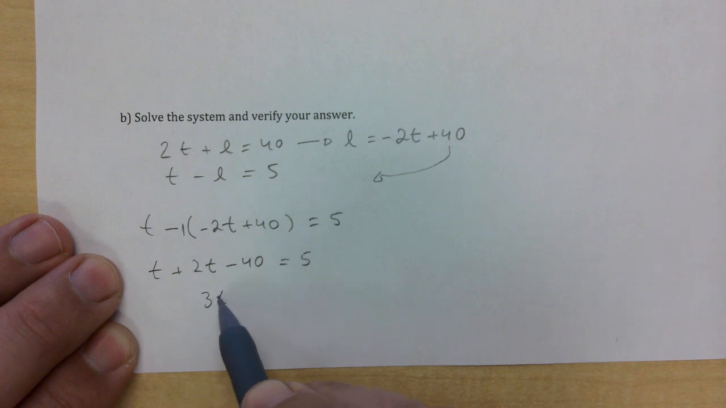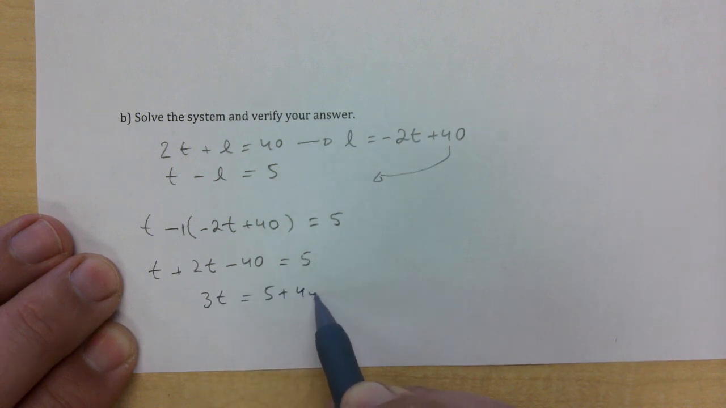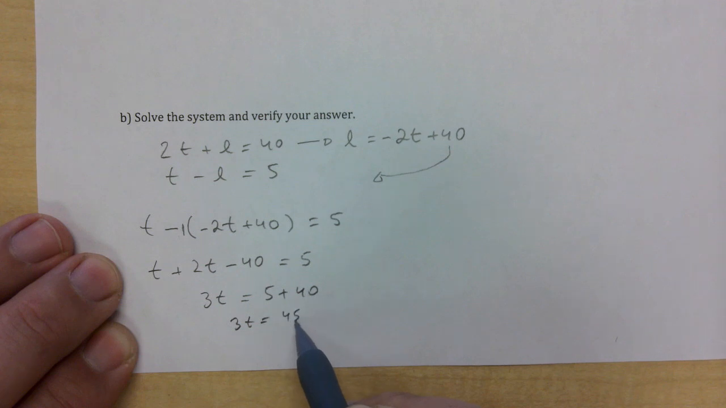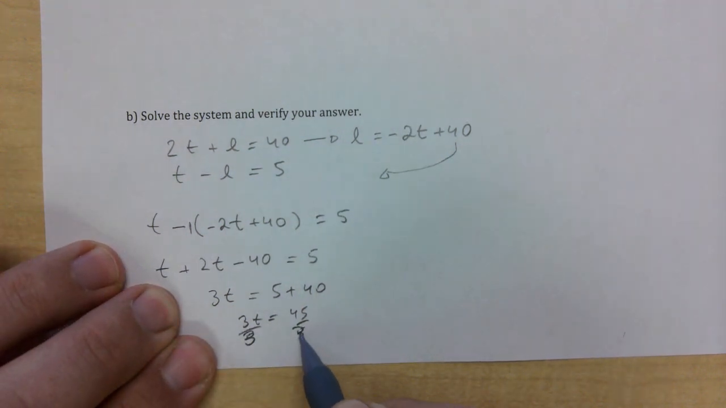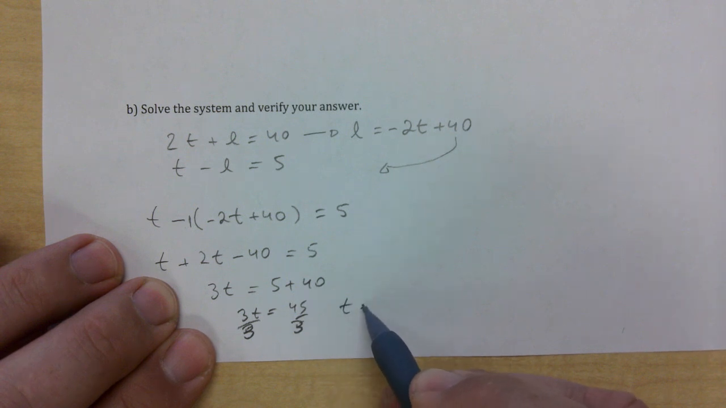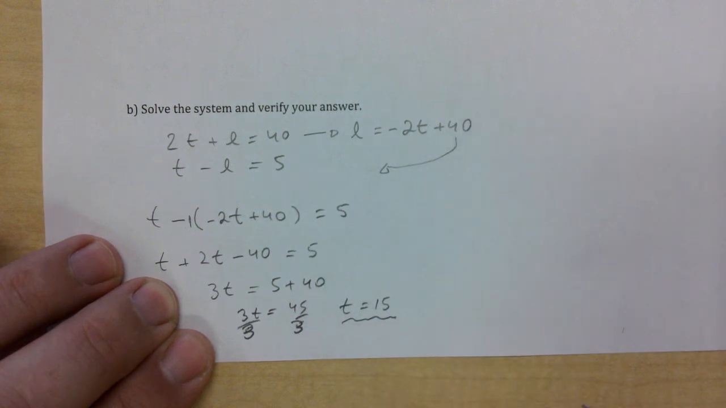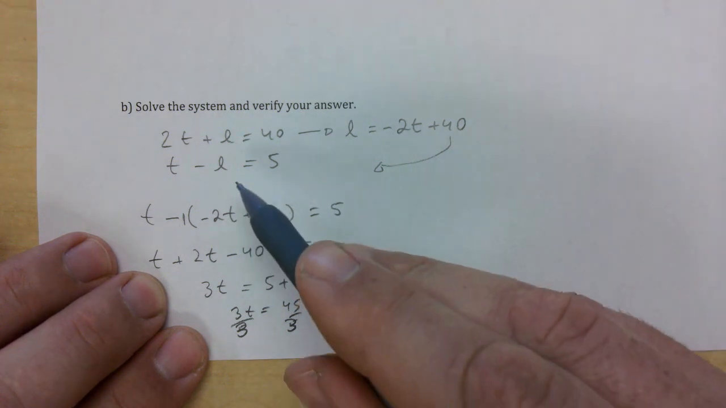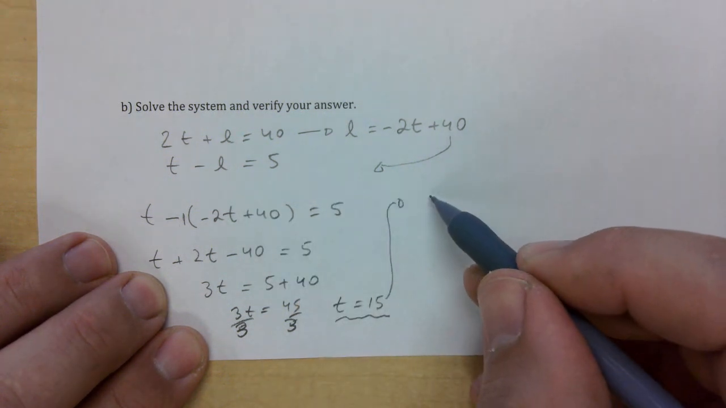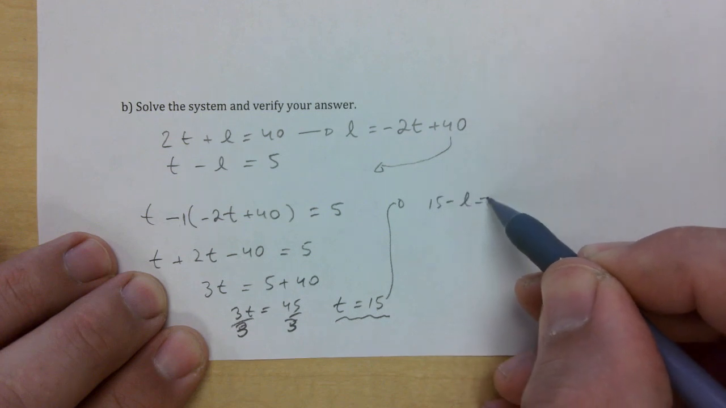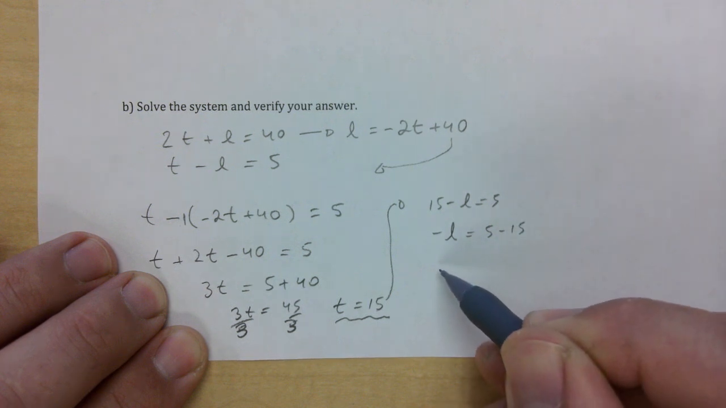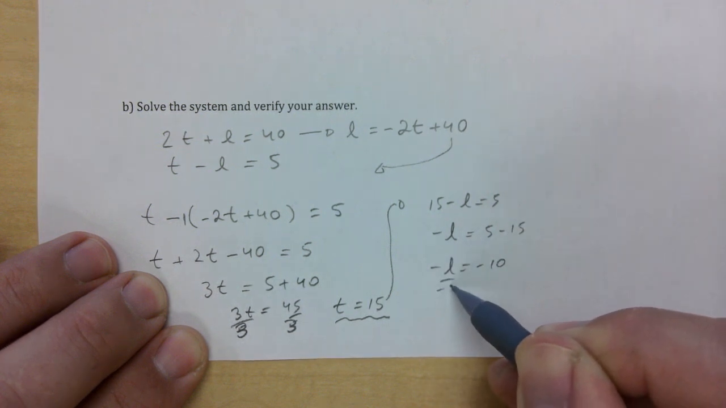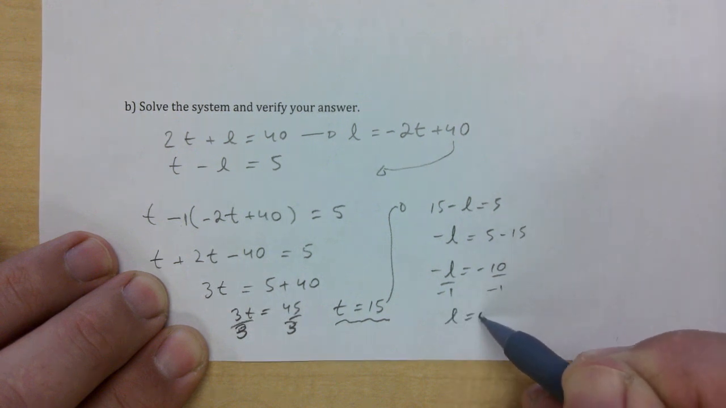This is 3t is equal to 5 plus 40. 3t is equal to 45. Divide both sides by 5. Wait a minute. By 3. Sorry. Divide both sides by 3. And that's 15 toonies. So we underline that. We plug that into either one of them. So that's 15 minus L is equal to 5. Negative L is equal to 5 minus 15. Negative L is equal to negative 10. Divide both sides by negative 1. L is equal to 10.